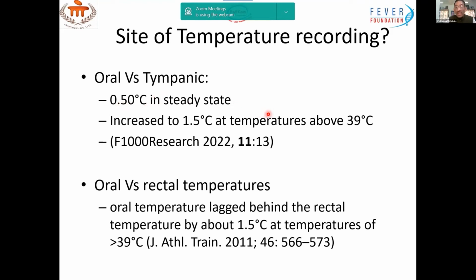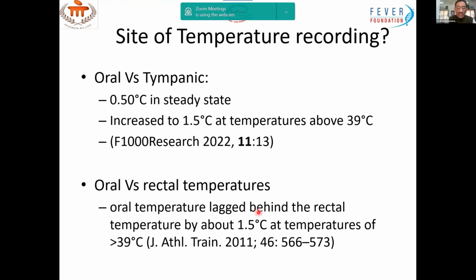But at temperatures above 39 degrees centigrade, there was a significant lag, and the difference could be as high as 1.5 degrees centigrade, which means that if oral temperature is 39 degrees centigrade, which doesn't fit into the diagnosis of hyperpyrexia, the core already would have reached 41 degrees centigrade, that's 106 degrees Fahrenheit, and we will be missing a lot of cases of hyperpyrexia if we don't measure the core temperature.